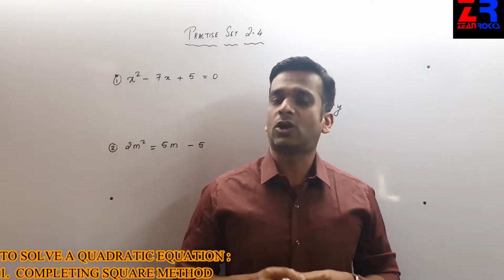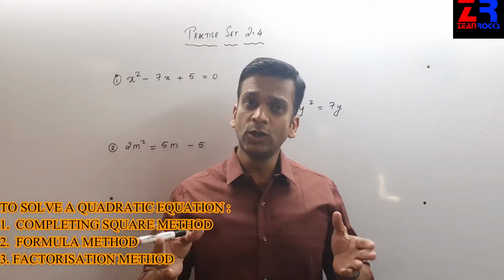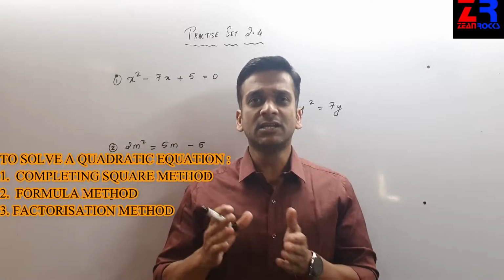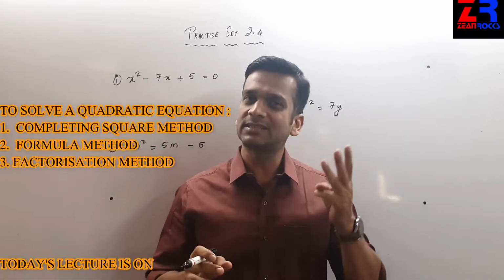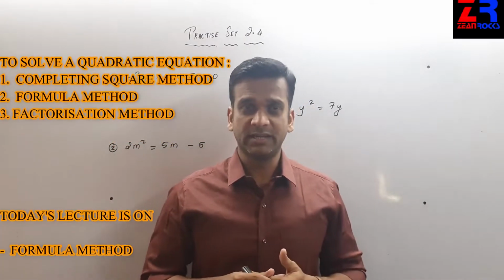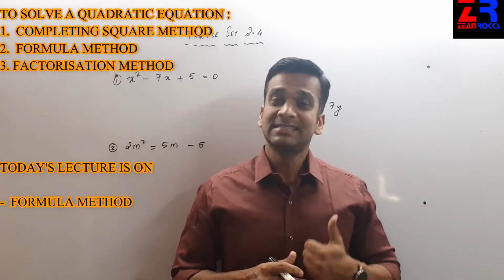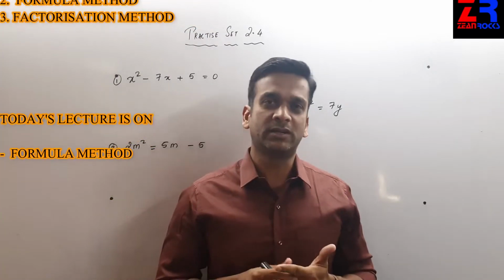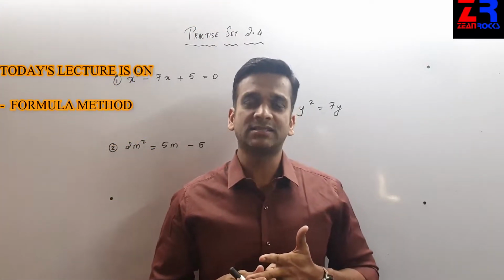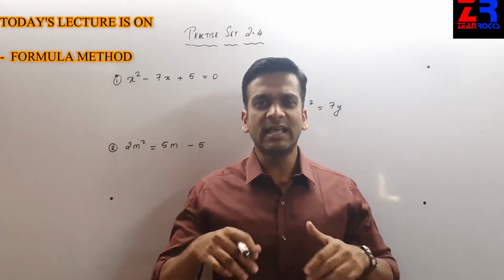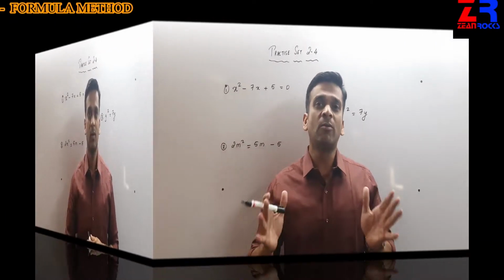Let's continue with quadratic equations. As I told you earlier, to find the solution of a quadratic equation, there are three methods. The first method is called the completing square method, the second method is called the formula method, and the third method is called the factorization method. Today's lecture is on the formula method.